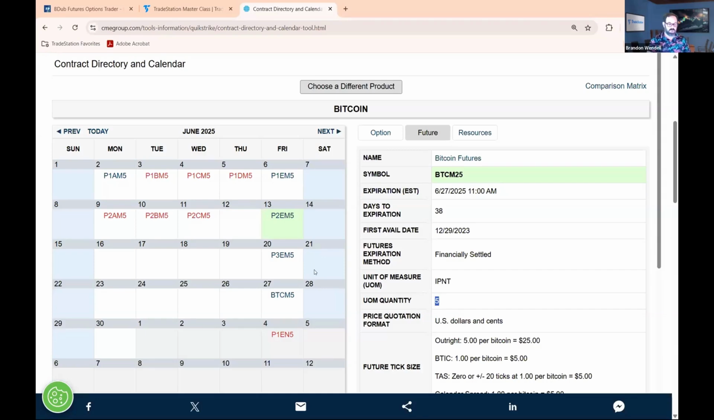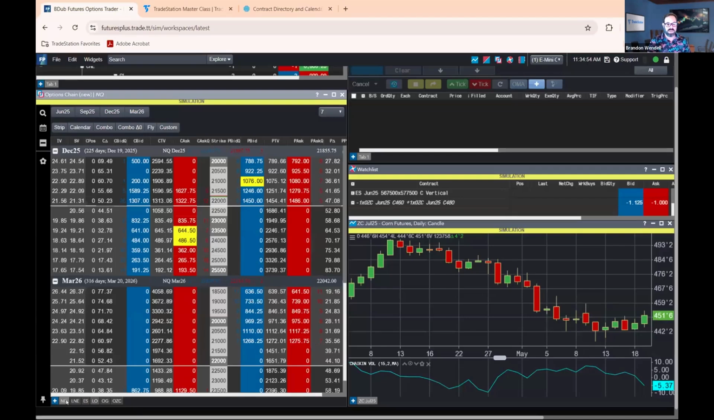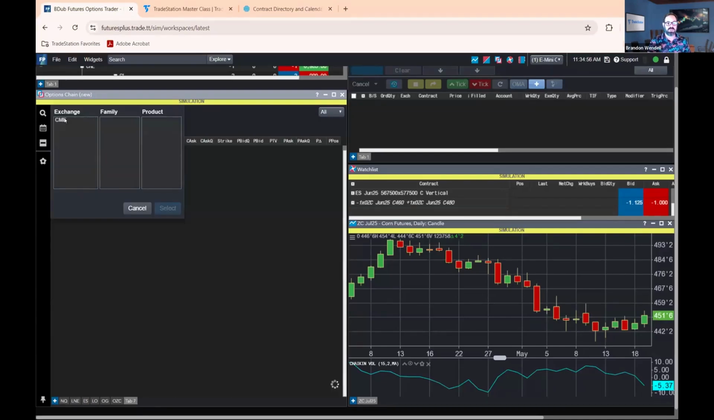So once again, if we were to look at Bitcoin on a quote for futures, let's see if we add in another column here, CME, I have to do it this way, B for Bitcoin, and scroll down to BTC. There we go, BTC, select, and it'll take a moment to populate.